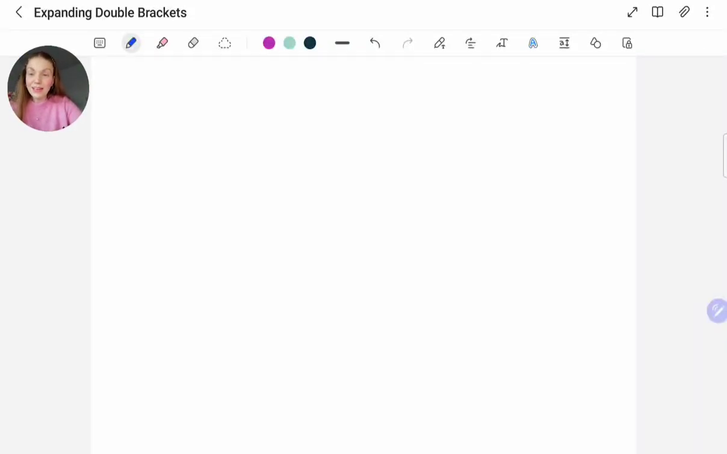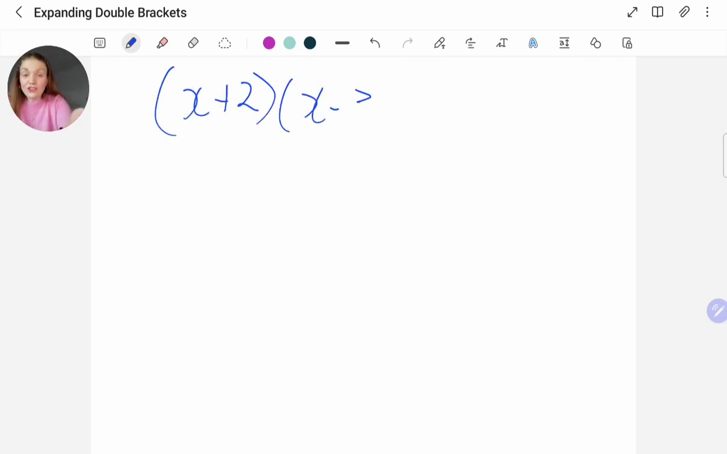I'm a fully qualified maths teacher and today's topic is expanding double brackets, okay? So the minute you see a double bracket in your exam, you want to think grid, okay? That's the method I'm going to teach you. It's the method I swear by and I like it the most.